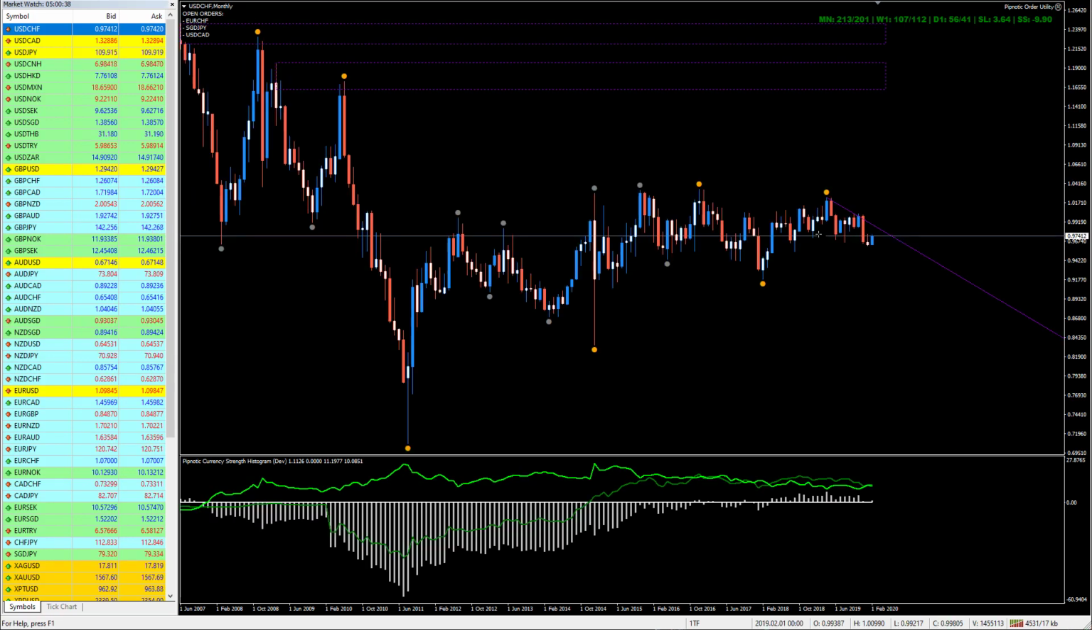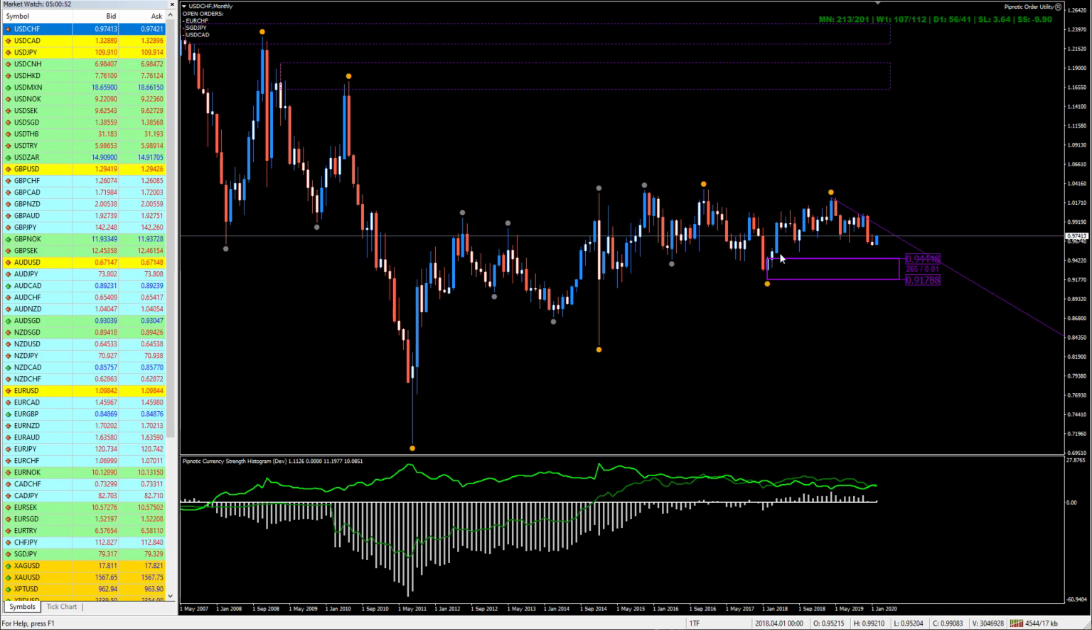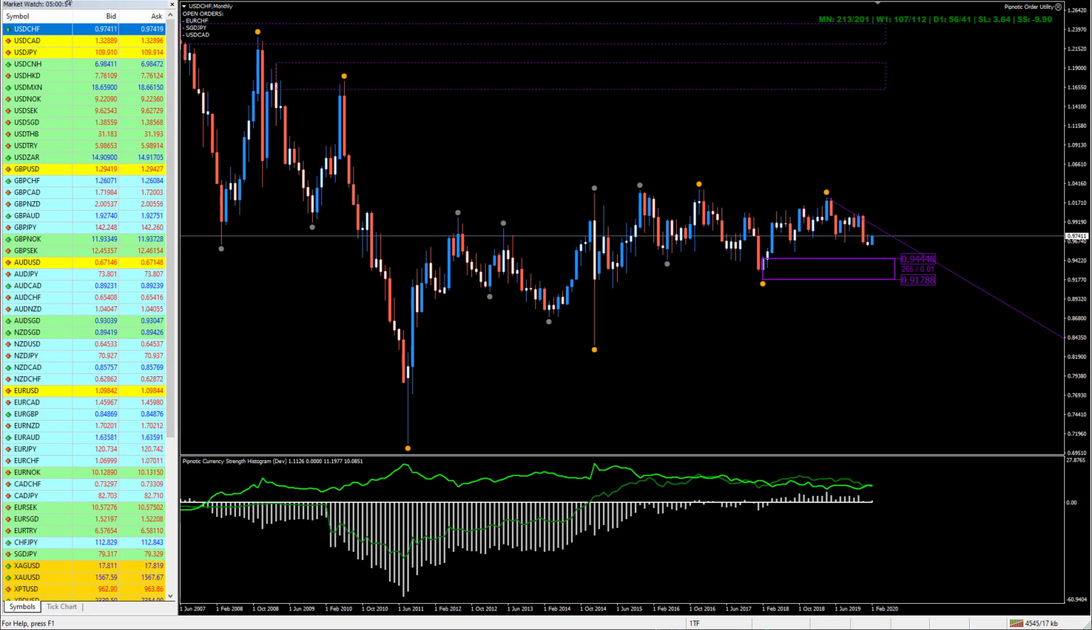So if we mark these areas off, this is the most recent area. This is the origin of the move that managed to move price above these highs. So we have this here. Price got close to it. So this is the beginning of the buy zone. This is the deepest pullback into that area of demand, and that's all we have there.